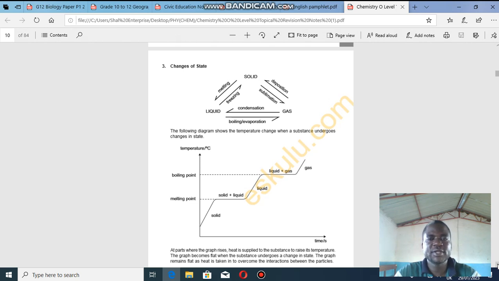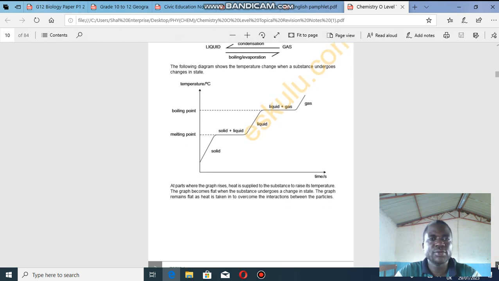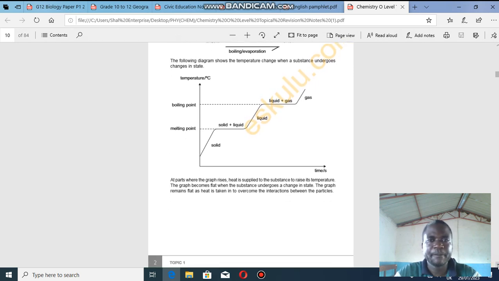And we talked about sublimation, which is the change of state from solid directly to gas, and vice versa, or from gas to solid without passing through the liquid phase. So today we want to look at the cooling curve and the heating curve.